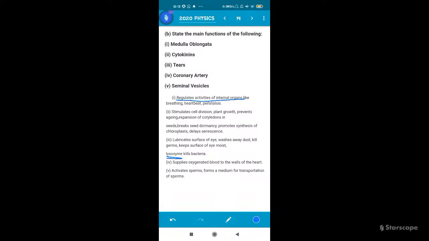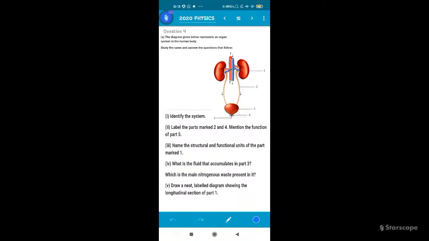Now let us move on to the next question. Let's see. The diagram given below represents an organ system in the human body. Study the same and answer the questions that follow. Okay, so you have to identify the system. So this is the excretory system. Very easy. Excretory system.